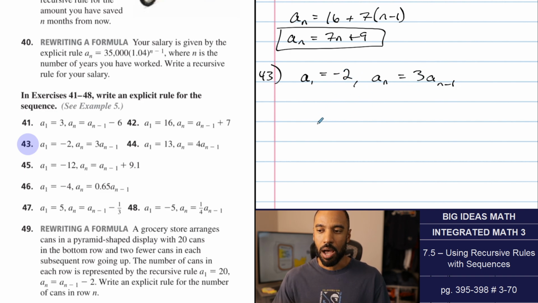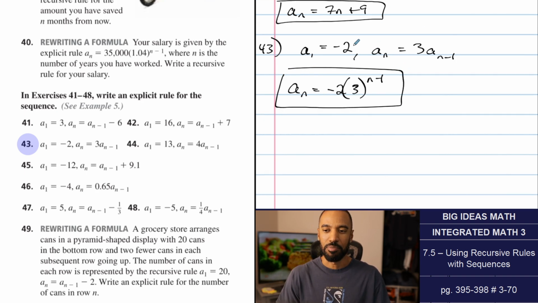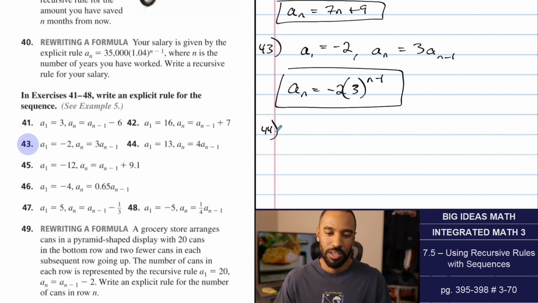First term is negative 2. Common ratio is 3. So your explicit rule is negative 2 times 3 to the n minus 1 power. That's it, and that is all. No simplification necessary. Give me more geometric sequences, please.